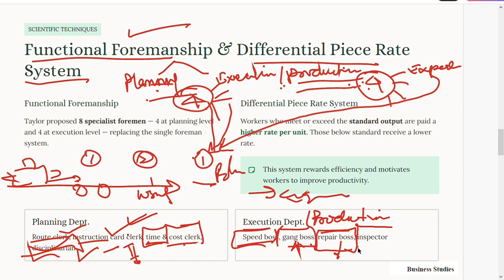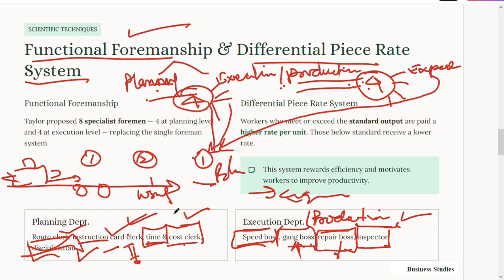Then the inspector, he will see whether you are doing the work or not, whether the work is being done according to the set standard or not. So all in all, four people are here and four people are here who are looking after one employee. And this is one of the differences from Henry Fayol, who says unity of command, and this says 8 people are giving orders to the different people.